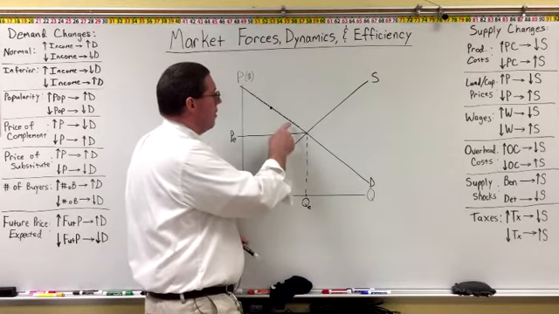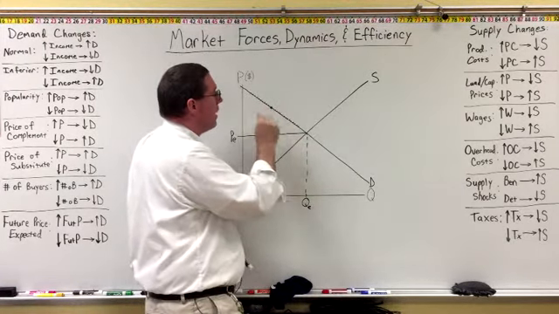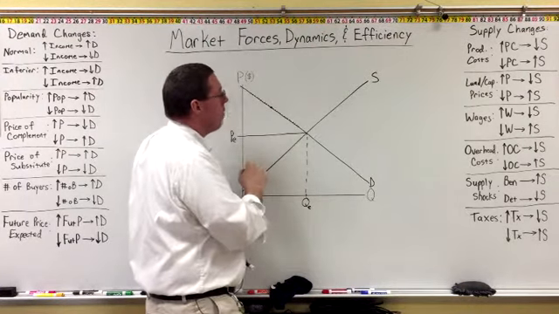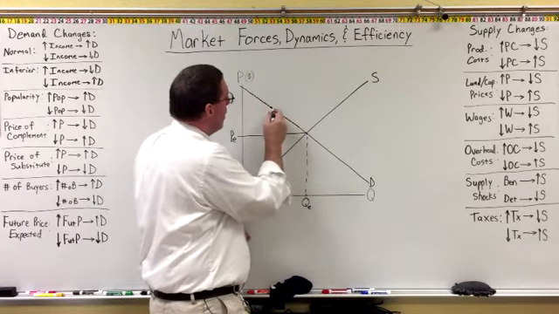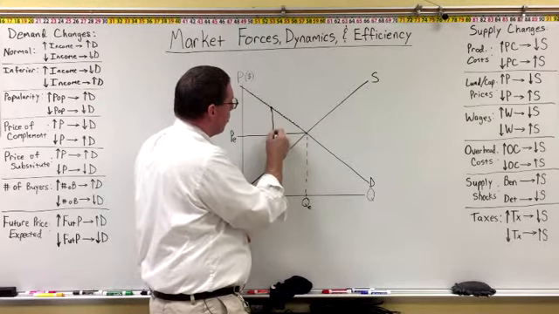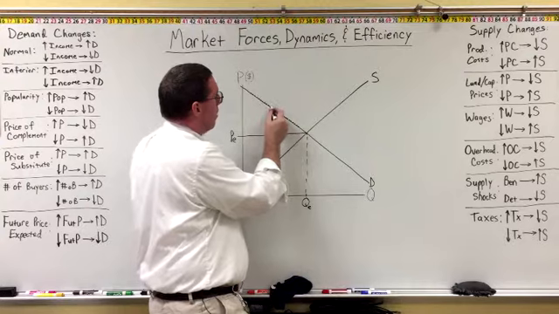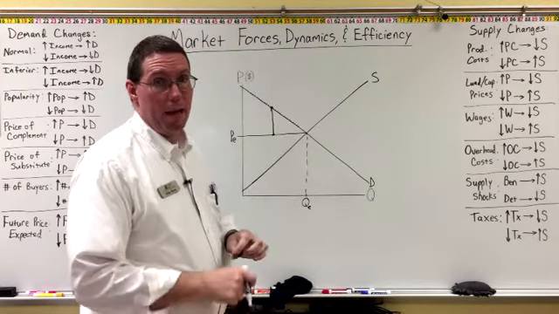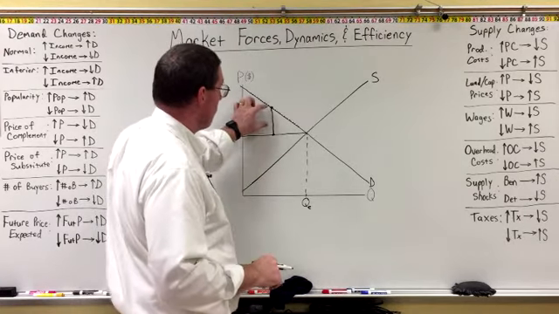But here's the deal. These people on the upper part of the curve are all getting a deal. They're getting a deal because they are willing to pay more, but they're paying less. So this person right here would be willing to pay more, but they're only paying this amount. This line right here represents the difference between what they're willing to pay and what they are paying. And in economics, there's a name for that.